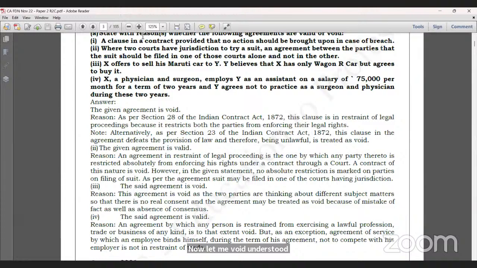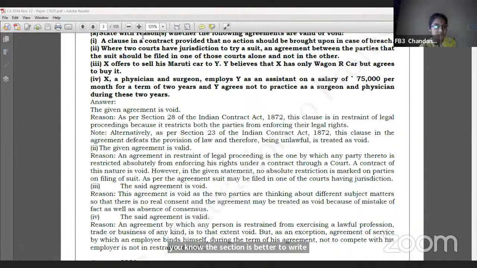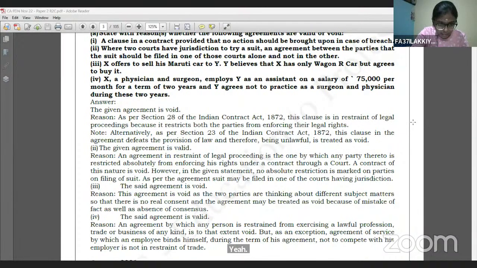Even if you don't know the section, don't bluff. But if you know the section, it's better to write it. Got it? Are thinking about different subject matters so that there is no real consent and the agreement may be treated as void because of mistake of fact as well as absence of consent.